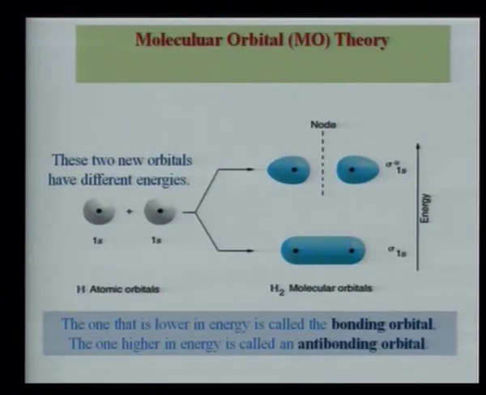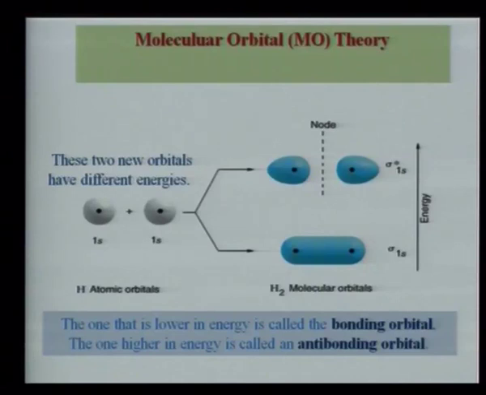So we can calculate bond order. Bond order is equal to half of the number of electrons in bonding molecular orbitals, generally represented by Nb, minus the number of electrons in anti-bonding molecular orbitals, which we represent as Na. In the case of hydrogen, there is no electron in anti-bonding molecular orbitals, but two electrons are present in bonding molecular orbitals, so bond order will be 2 by 2, that is 1. So the H2 molecule will be formed.